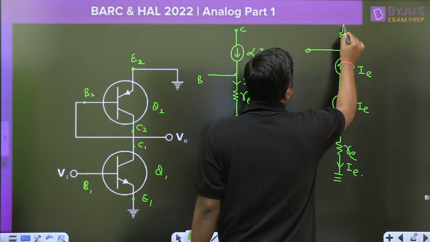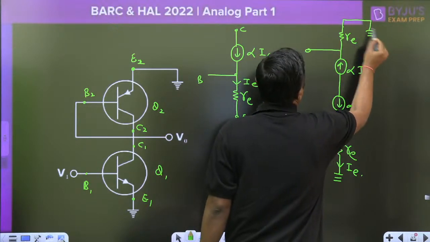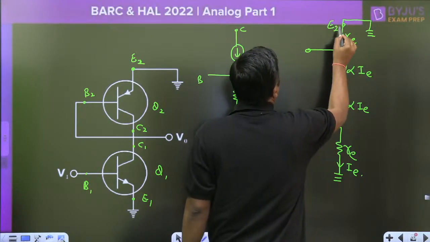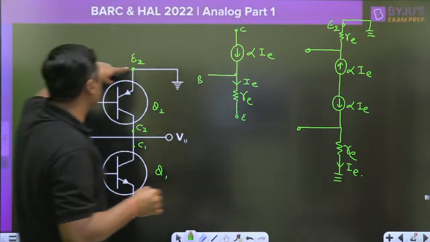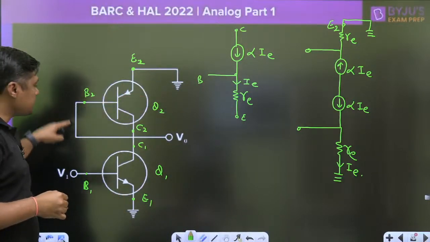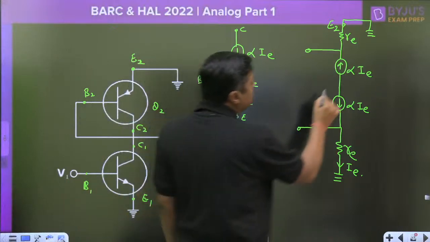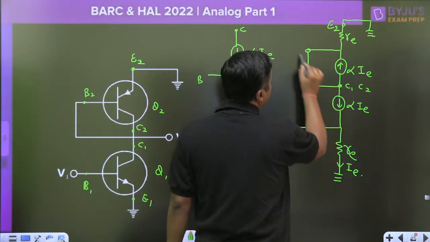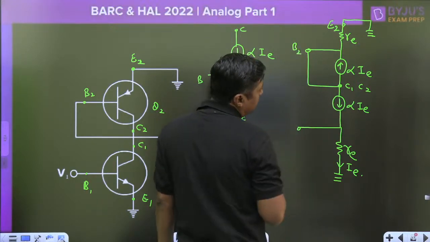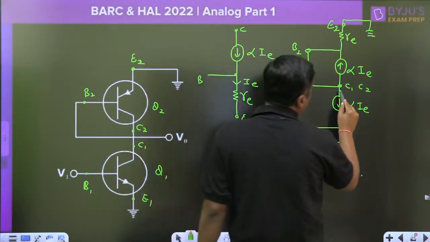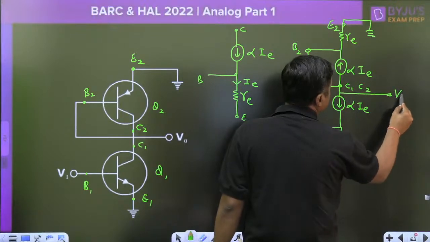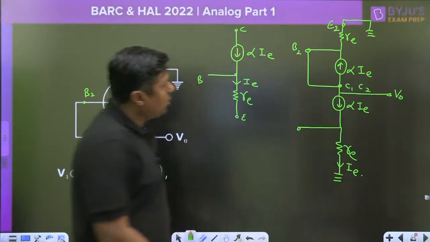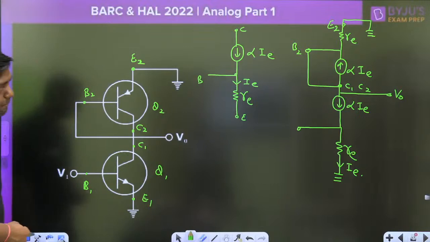This is the base. This emitter is connected to ground. This is the E2. Emitter is connected to ground. Base is connected to collector. This is the C1 and C2. This base is connected here. And from this collector, we are taking the output V0. And that will be the diagram.